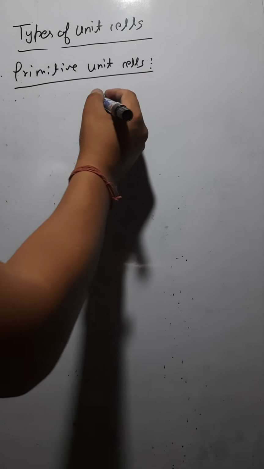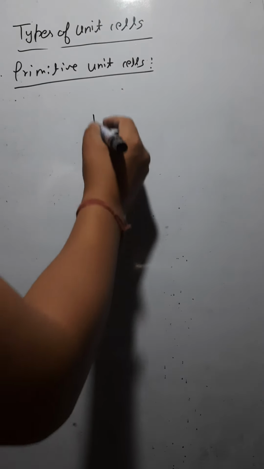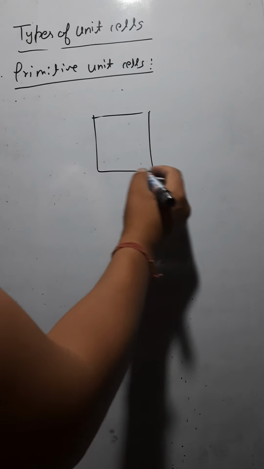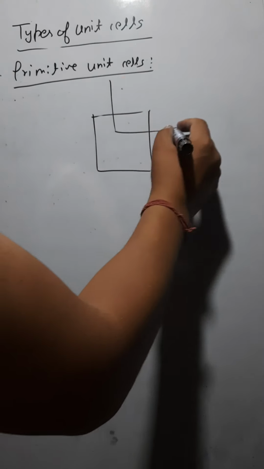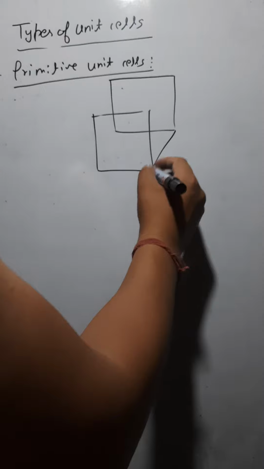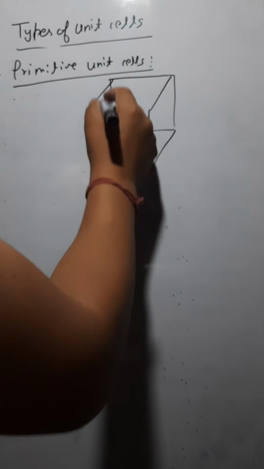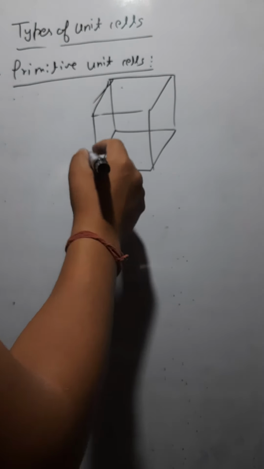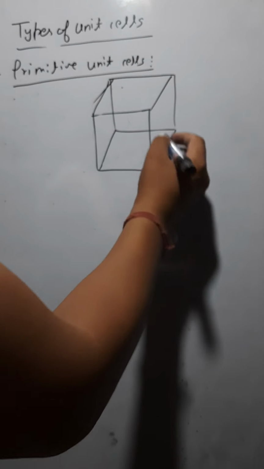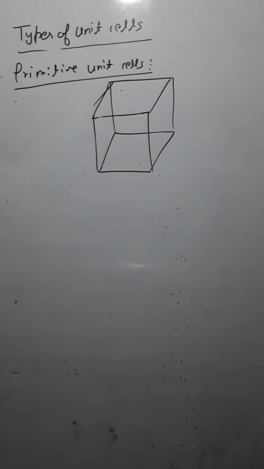Let me make a primitive unit cell. Let's say this is the primitive unit cell. Now if the particles are only at the corners, then you would be calling such cells the primitive unit cells.